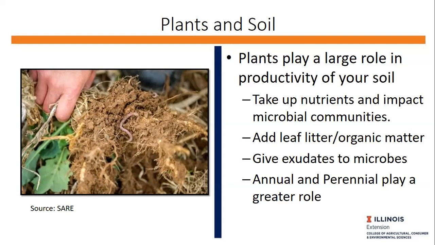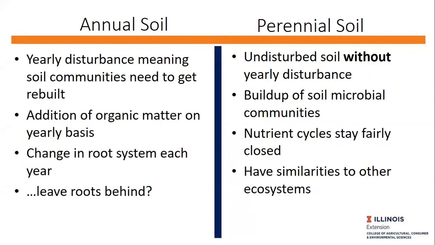Annual and perennial plants will play a much greater role as well. When we compare an annual soil to a perennial soil, there can be some differences. If we think about the annual soil and we think about an annual plant, there is that yearly disturbance. This means that that soil community needs to get rebuilt. The soil community being the bacteria, the fungus, the earthworms, and so forth. You're taking a root system out on a yearly basis. You're bringing a new root system in every year. And that means that the soil microbial communities need to adapt and they need to rebuild themselves up.